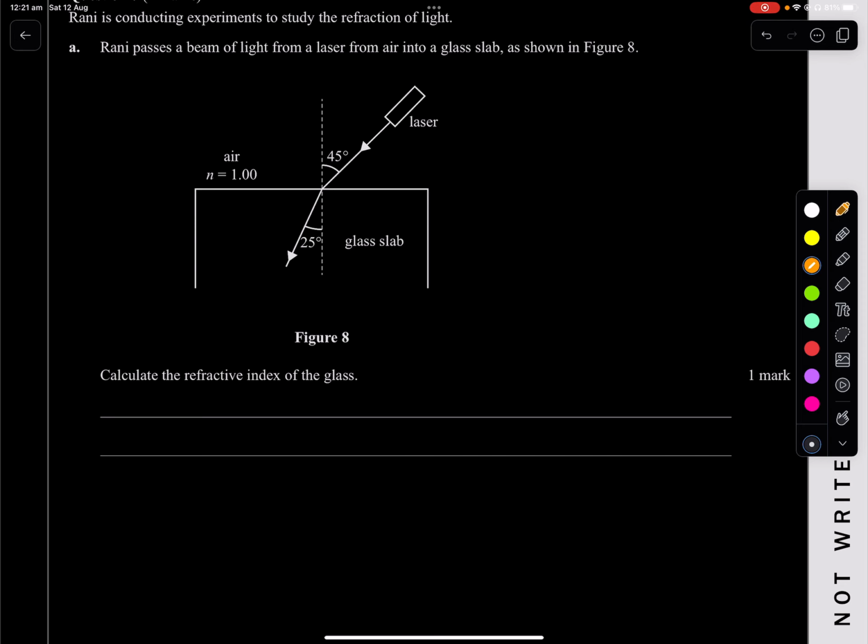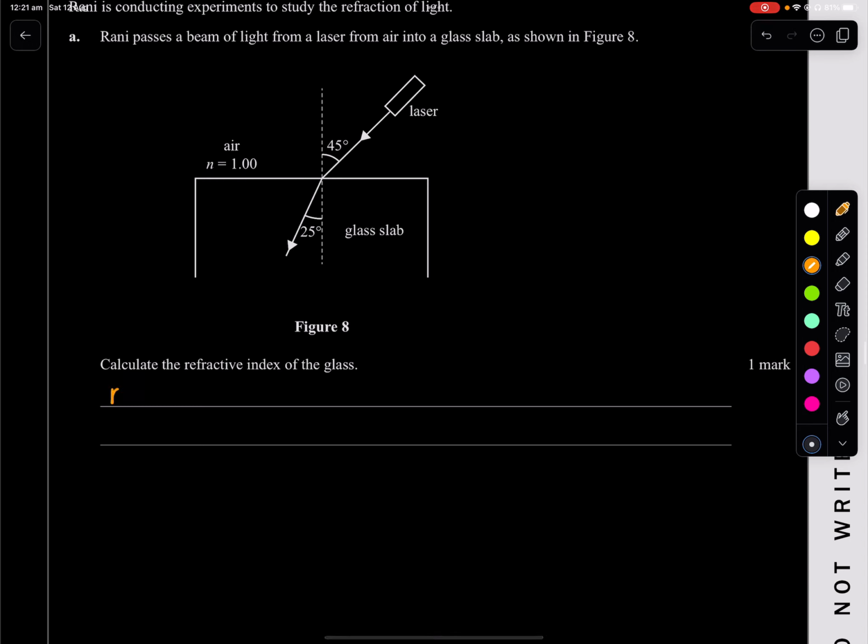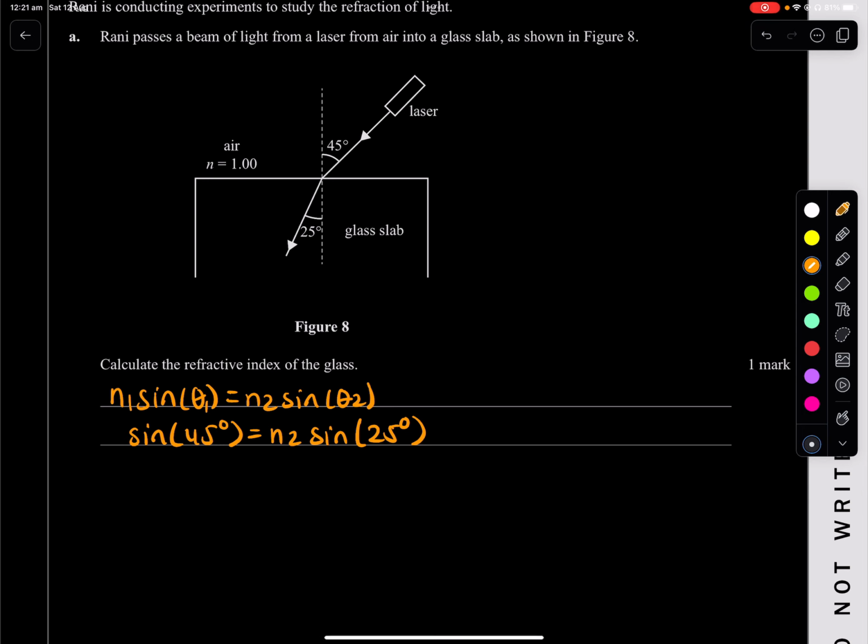Very nice and easy. So it's going to be n1 sine theta 1 equals n2 sine theta 2. So our n1 in this case is air, so it's just 1. Sine 45 degrees. n2 is what we're trying to find, and the angle is 25 degrees relative to the normal line. So n2 is equal to what?